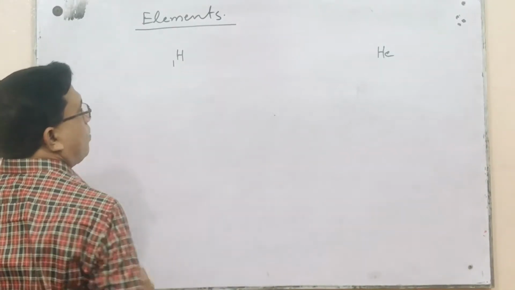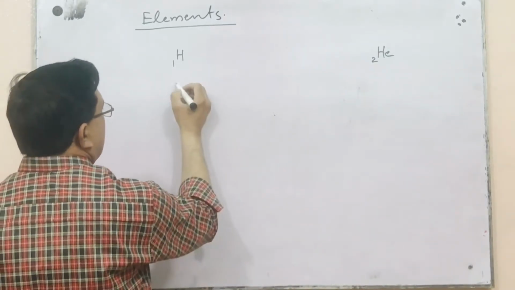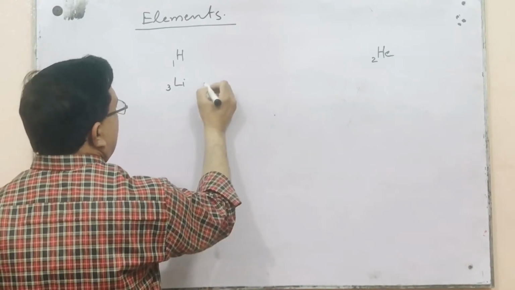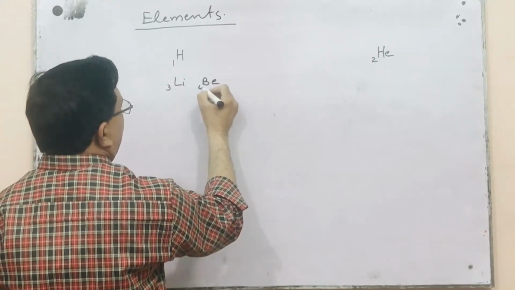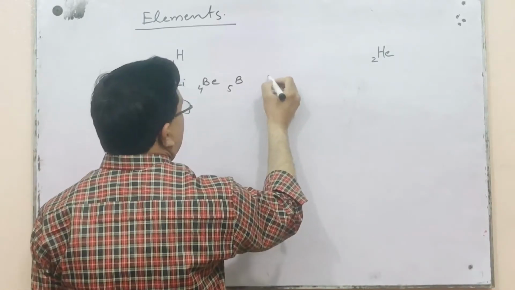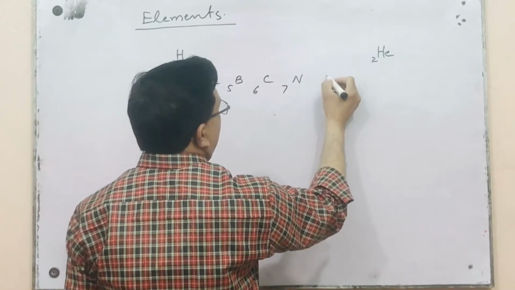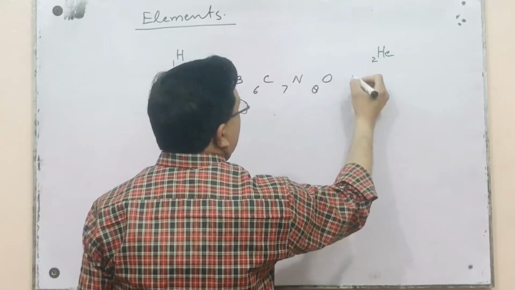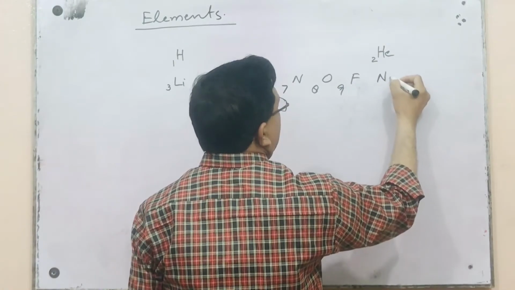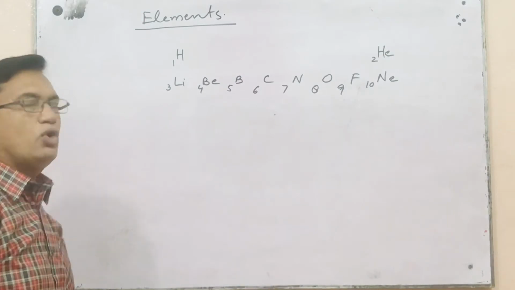Hydrogen has proton number 1, helium has proton number 2, and then there is lithium with proton number 3, beryllium 4, boron 5, carbon 6, nitrogen 7, oxygen 8, fluorine 9, and then neon 10. These are the first 10 elements of the periodic table.